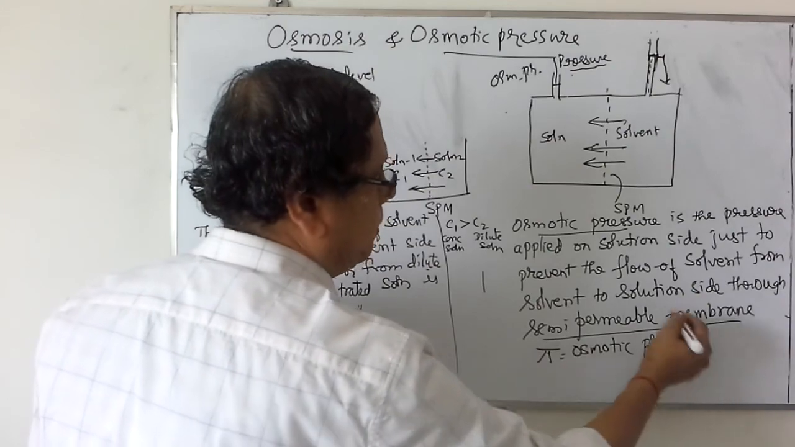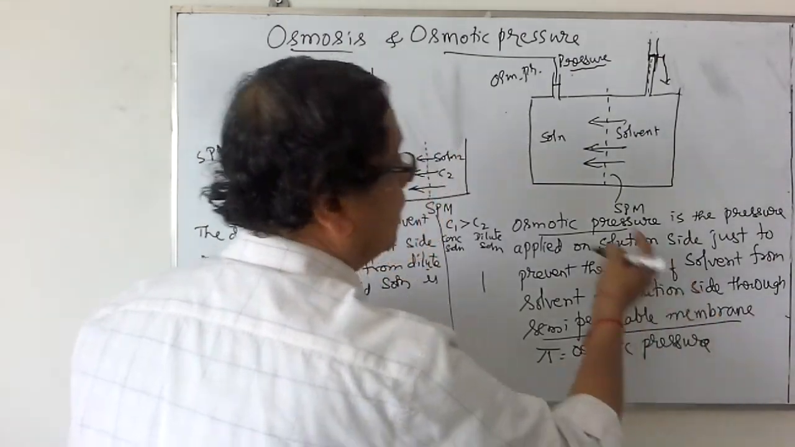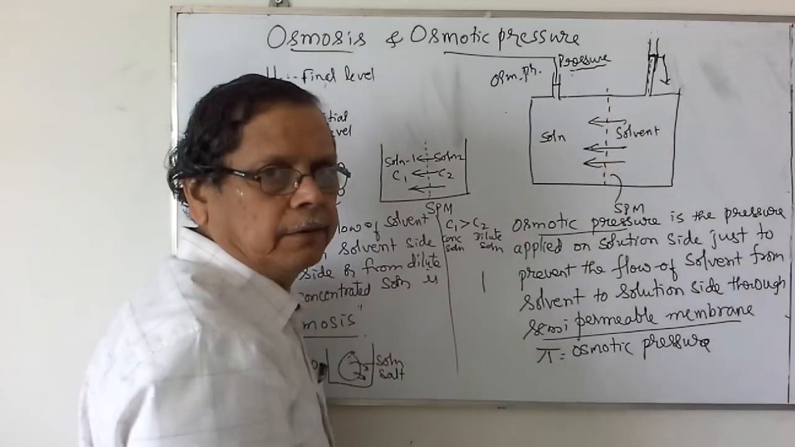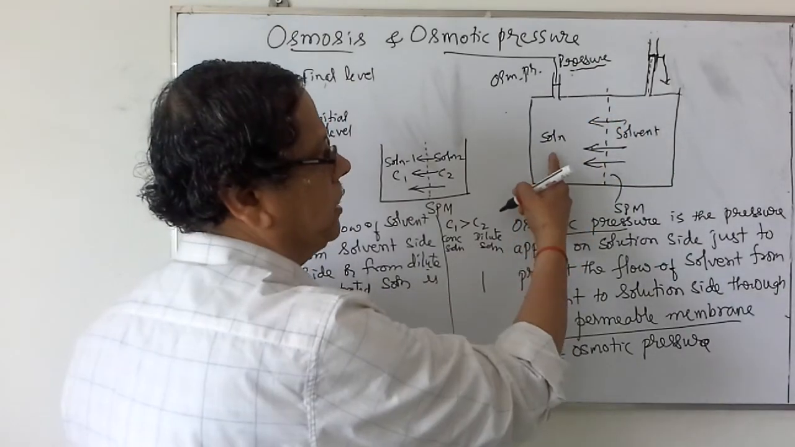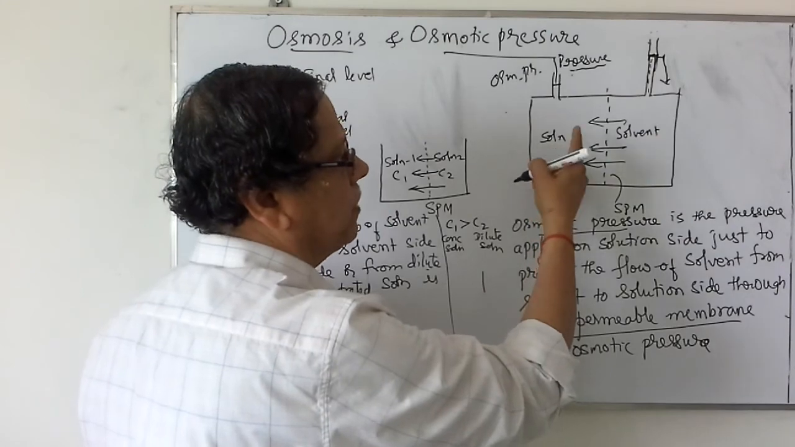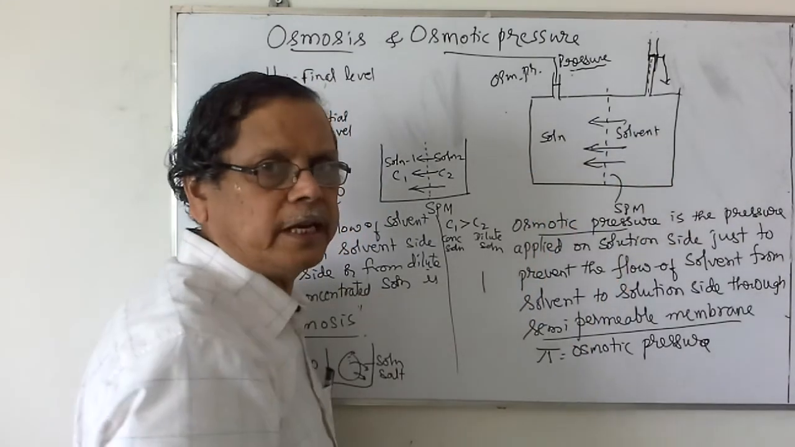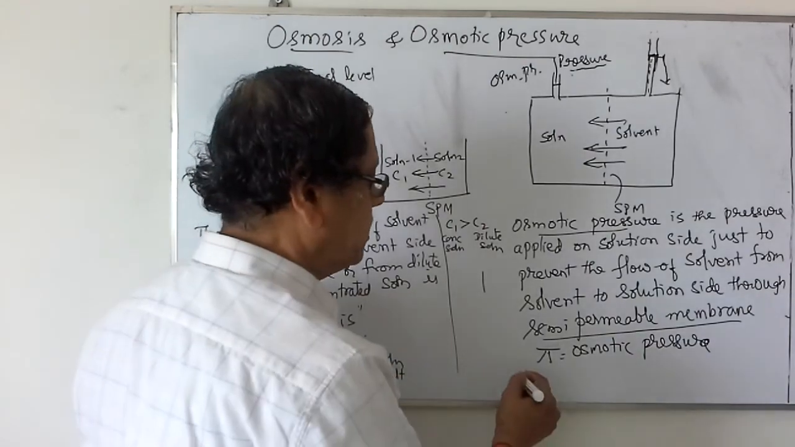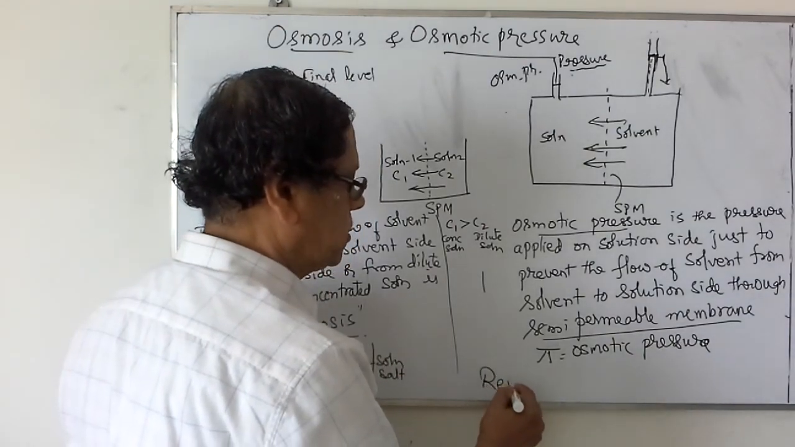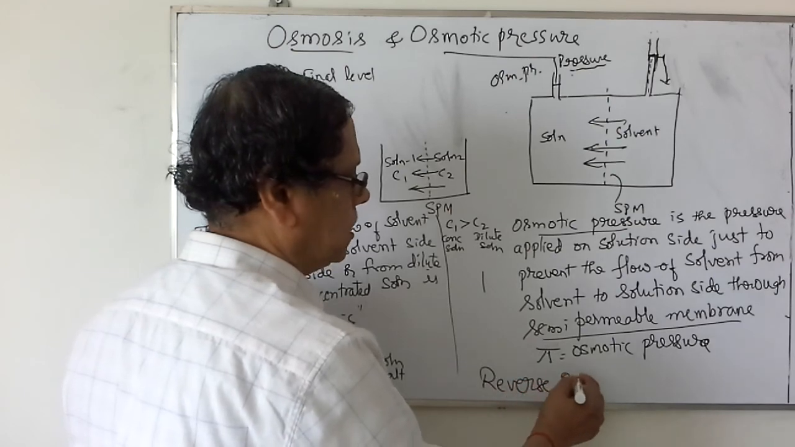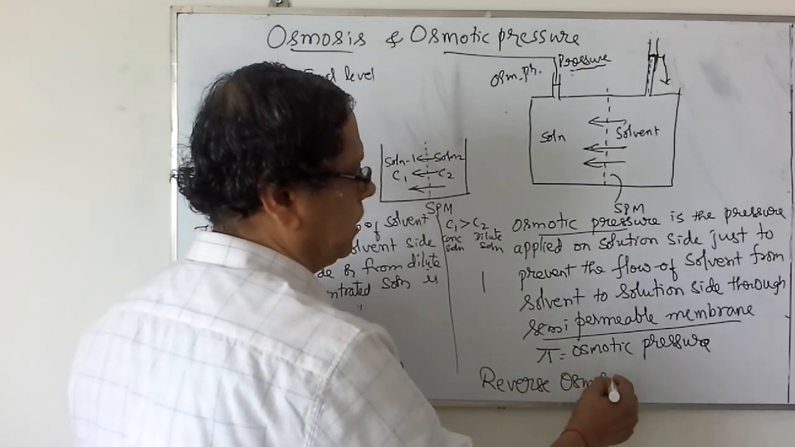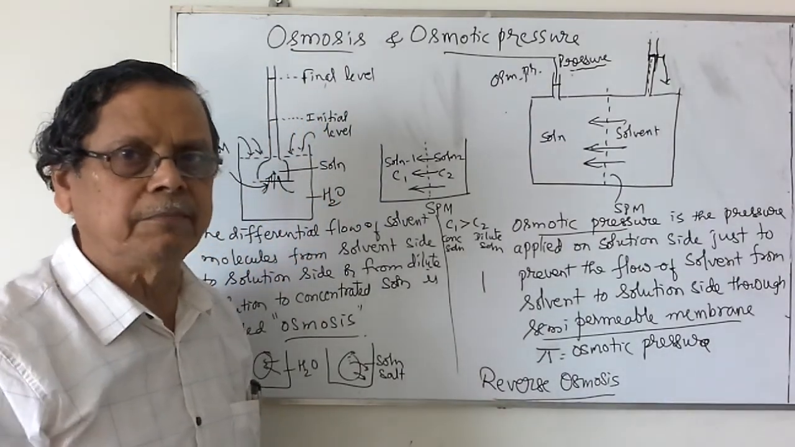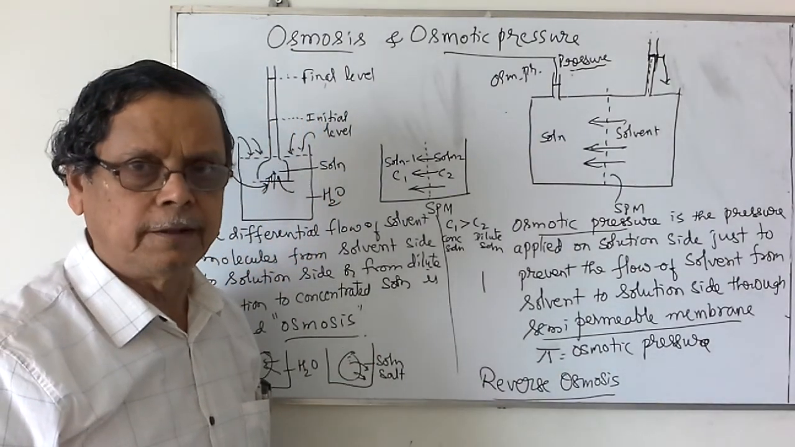Now let us consider one important point. Suppose the pressure applied on the solution side is more than the osmotic pressure. Then what we observe is the movement of the solvent from solution side to the solvent side will take place. This is actually against the osmosis. That's why it is named as the reverse osmosis. Usually in the homes or the industries, the water purification is done by using the reverse osmosis process.